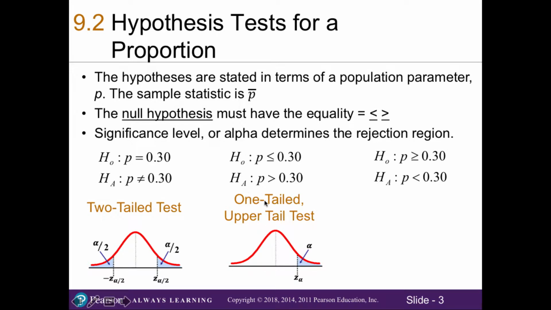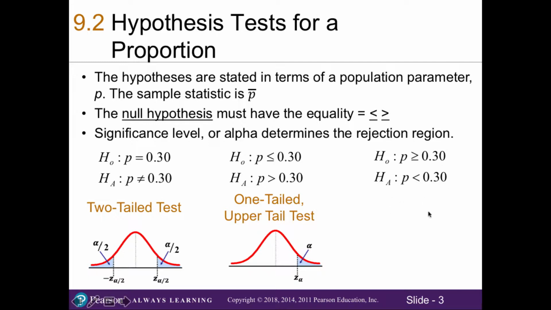Here we have a one-tailed upper tail test, and we know that because the alternative hypothesis has a greater than symbol. And remember my hint, greater than points to the right, and so it points to an upper tail test. So here, if our sample proportion is way out in the upper tail, then we will reject the null, and the alternative hypothesis would be true.